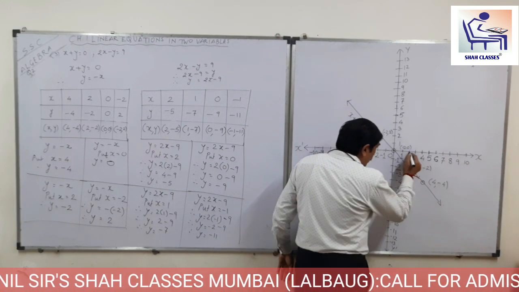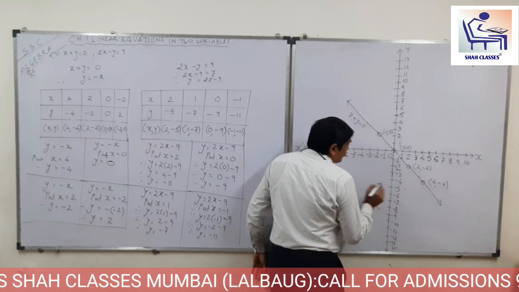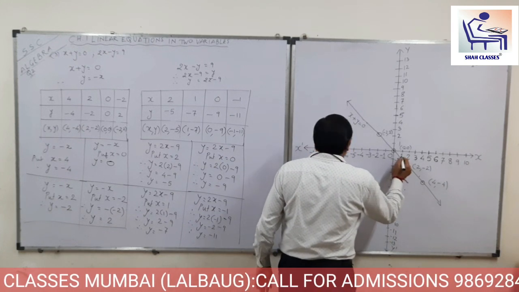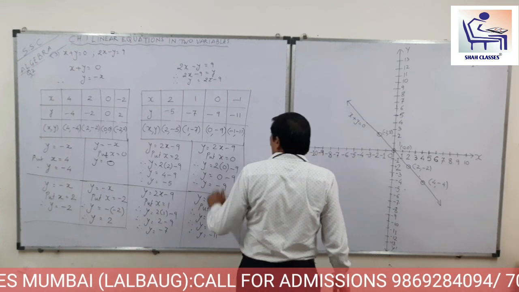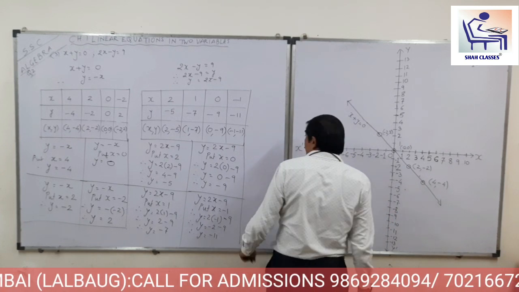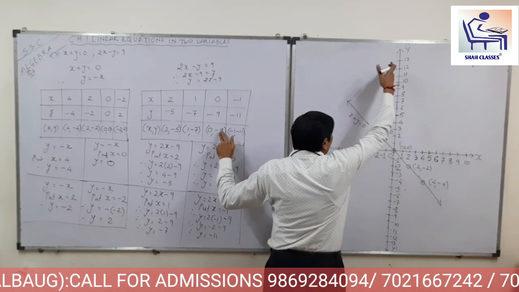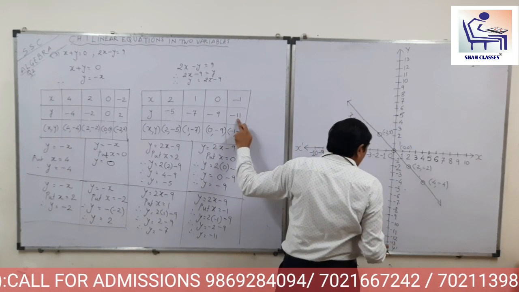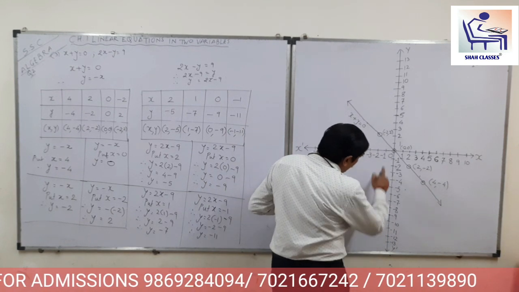So 2 on the x-axis, and on the y-axis minus 5. You got the first point? Second point is 1 and minus 7. So 1, minus 7. We got the second point. Third point is 0, minus 9. On the y-axis, please remember whenever you get the x coordinate 0, then the point lies on the y-axis. So here you are getting it on the y-axis. Now minus 1, minus 11. Here we got the fourth point.